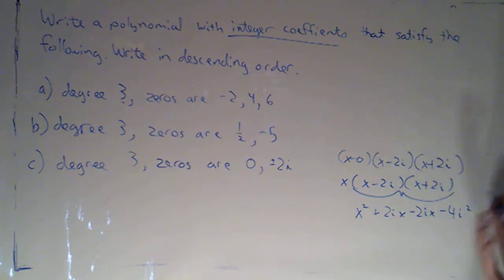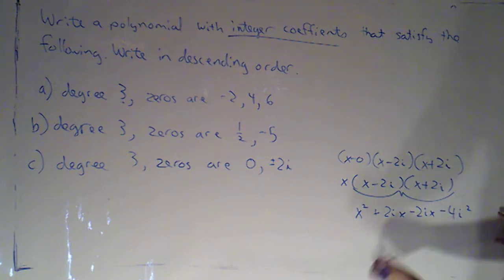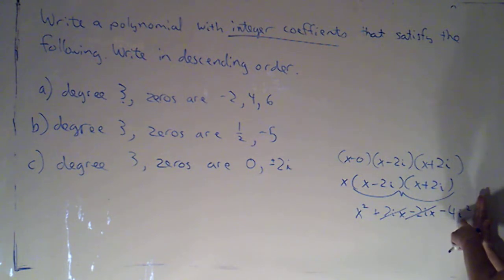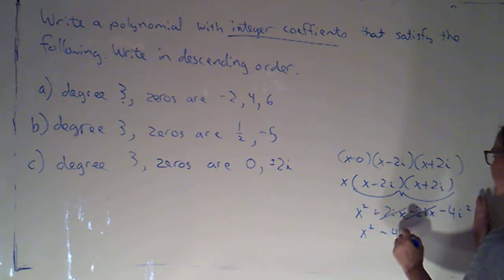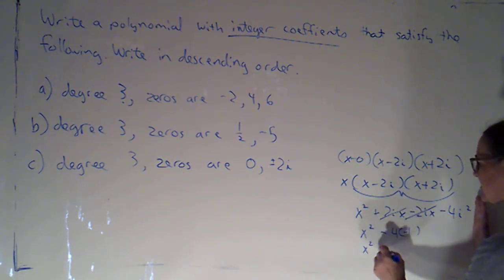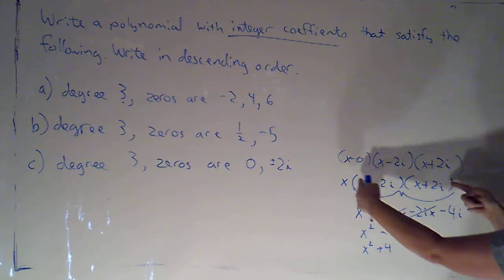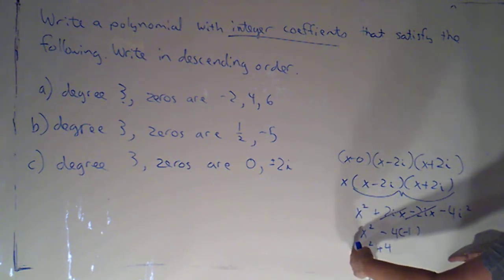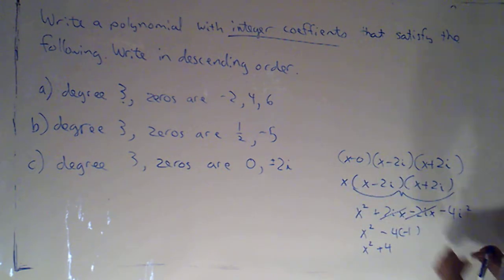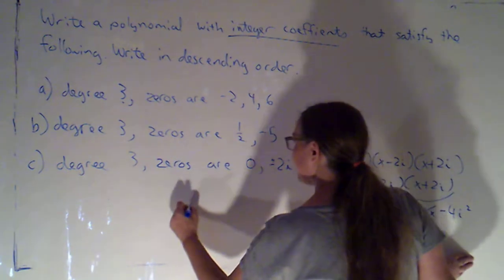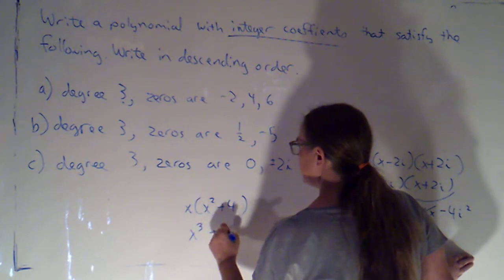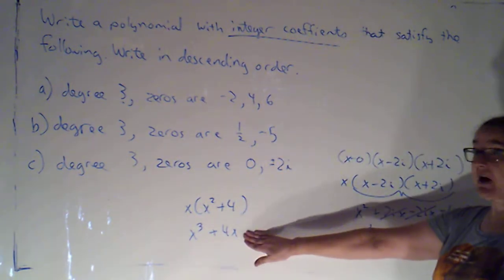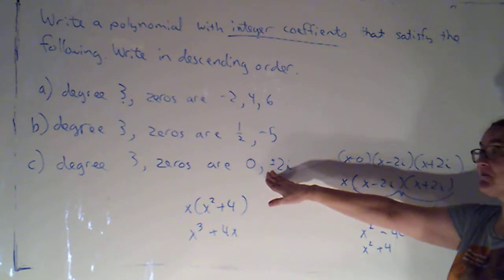Now it looks like I still have some non-real stuff there, but notice the 2ix and the minus 2ix cancel, and remember that i squared is negative 1. So this is actually x squared minus 4 times negative 1. That's x squared plus 4. Now that's just these two factors here. I needed to multiply that whole thing as well by x. So we're going to have x times x squared plus 4. That would be x cubed plus 4x. So that's a polynomial that satisfies the conditions in part C.